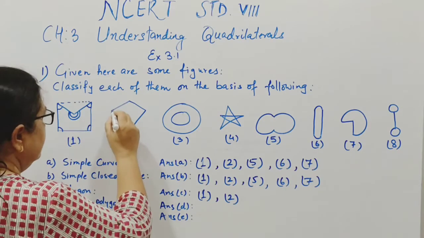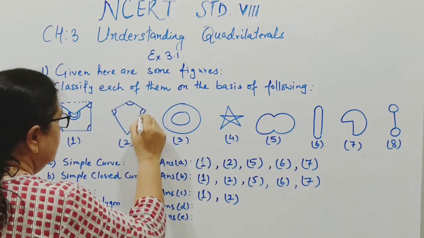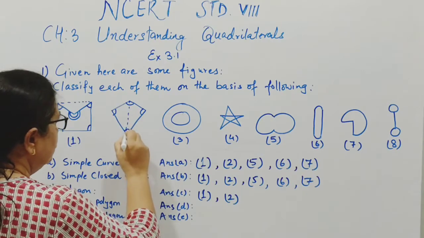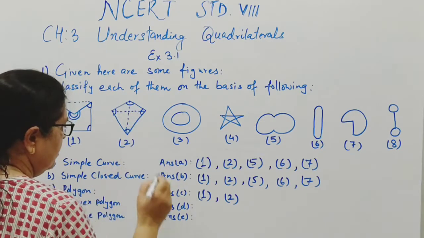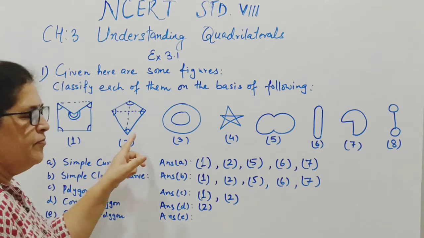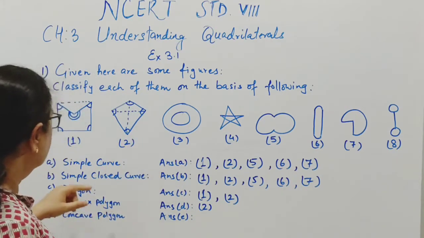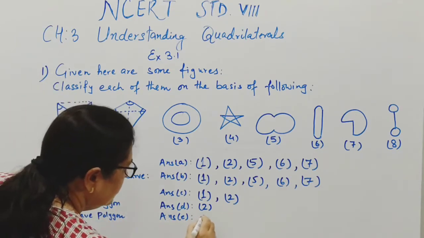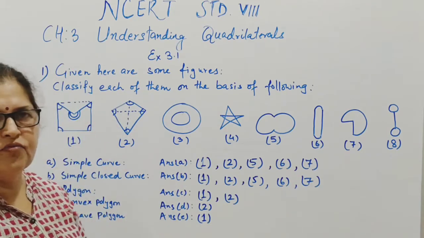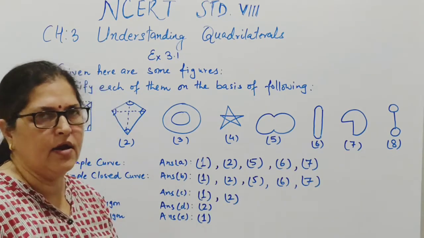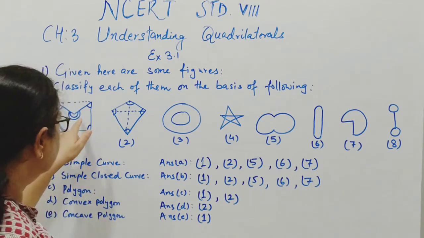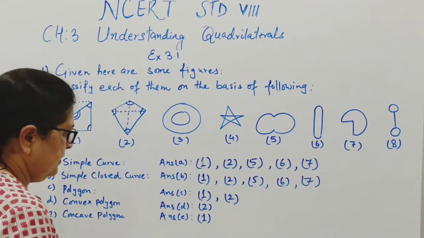So we'll check the second one. All the four angles are less than 180 degrees and both the diagonals are in the interior of the figure. So the second one is a convex polygon and the first one is a concave polygon. What is a concave polygon? In which at least one angle is greater than 180 degrees and one of its diagonals is lying outside the polygon. So this is the concave polygon.